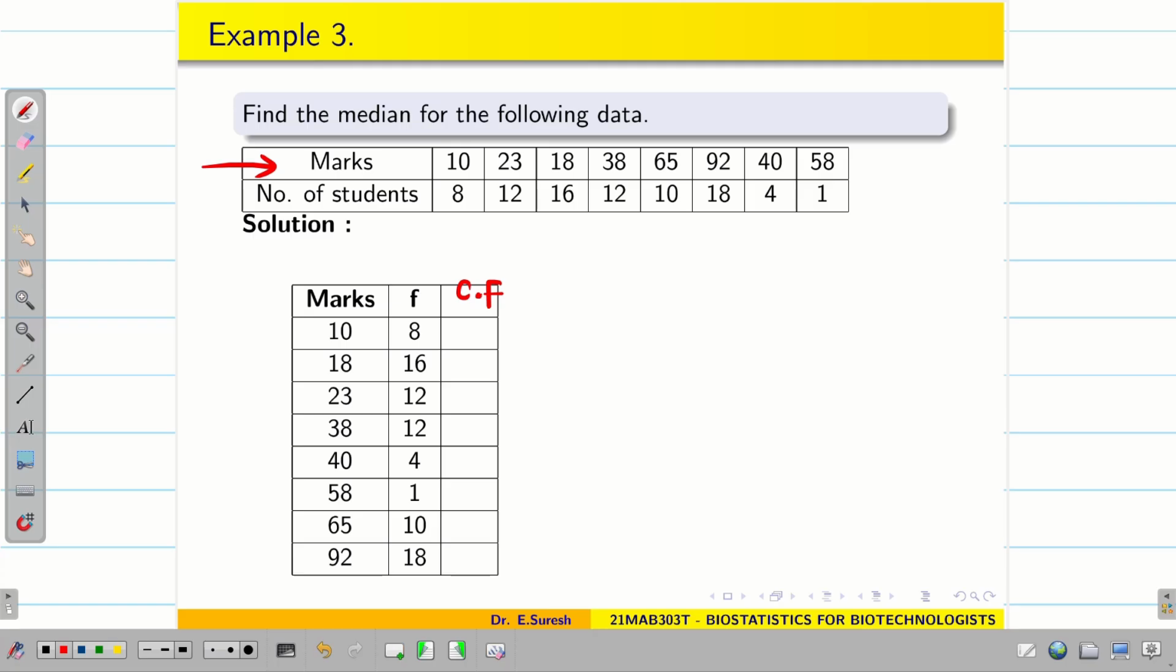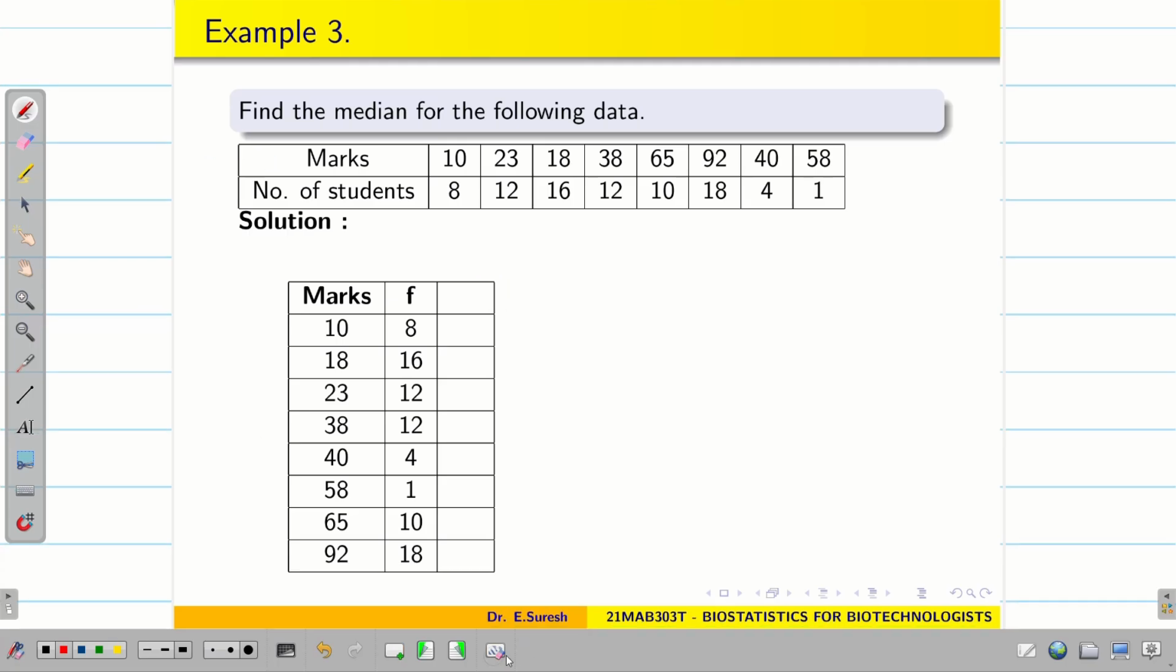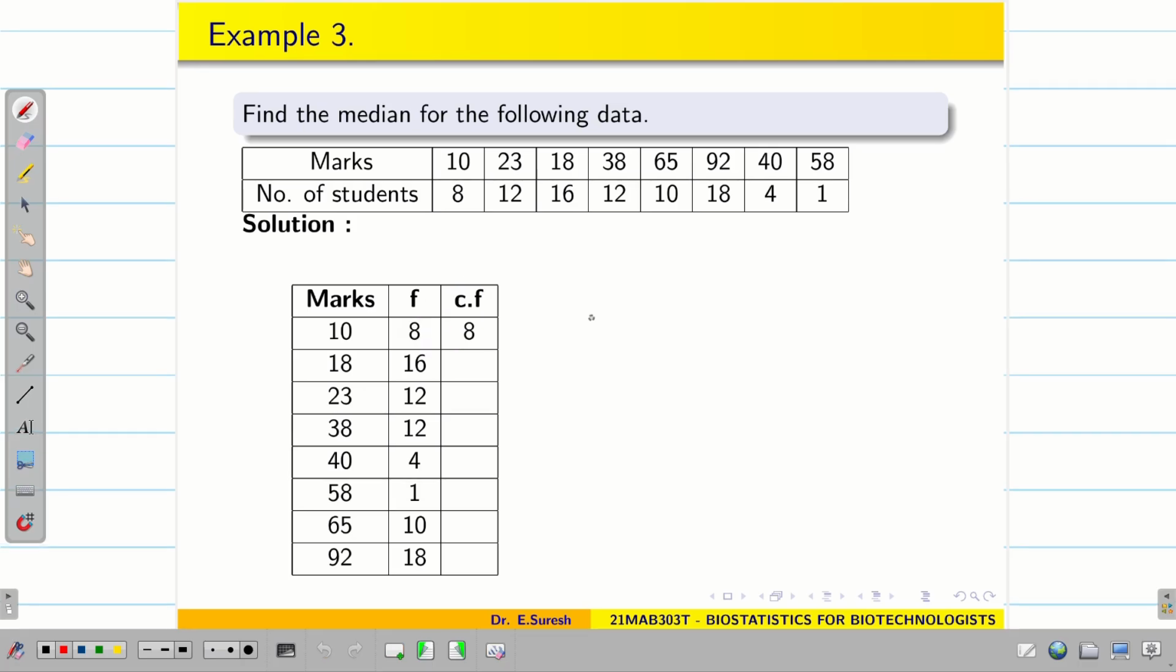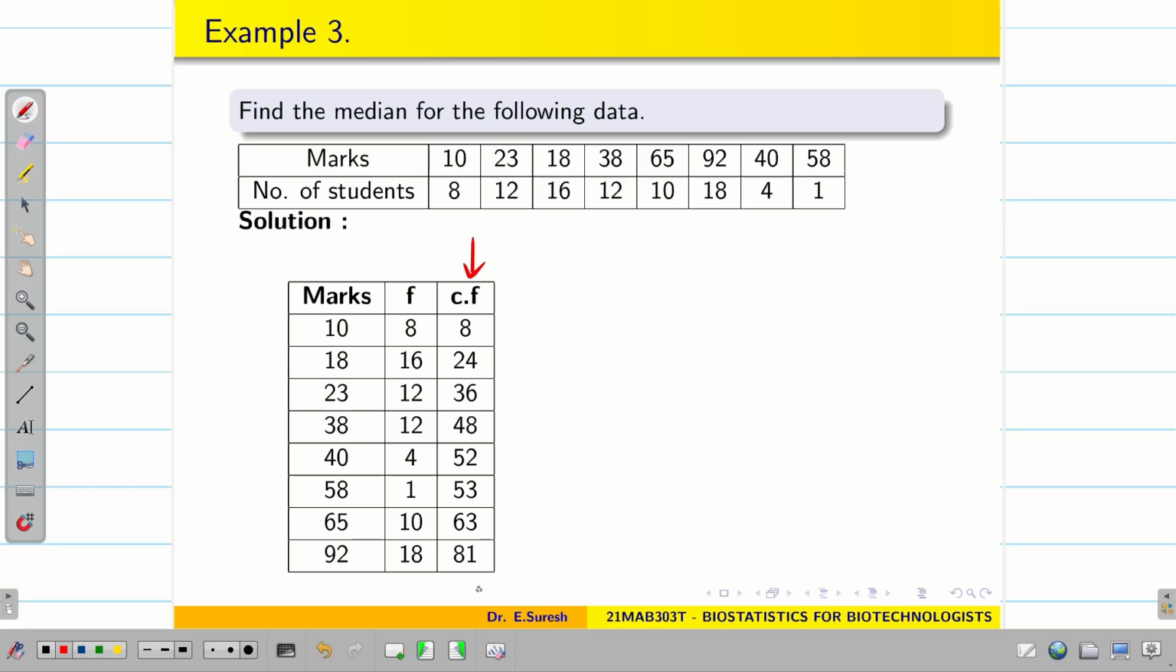Next, we are going to find cumulative frequency. Cumulative frequency is a very easy task. Just write the first value of the frequency as it is. Now we have to add these two numbers, 8 plus 16. It's going to be 24. Then 24 plus 12, 36. 36 plus 12, 48. 48 plus 4, 52. 52 plus 1, 53. 53 plus 10, 63. 63 plus 18, it is going to be 81. So we have completed the cumulative frequency column, and the last value is going to be my capital N, that is summation F, 81. The major job is done.